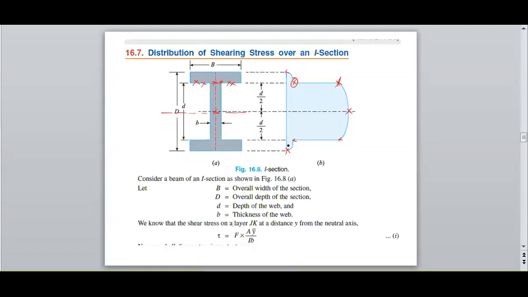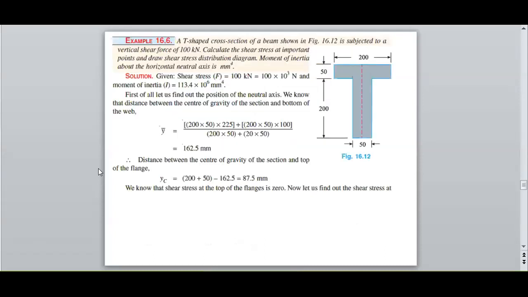So this is a symmetrical cross section. If I consider the unsymmetrical cross section, how to do it? So the next problem is a T cross section. The shear force applied on the beam is a given value, and the T section dimensions are given values.